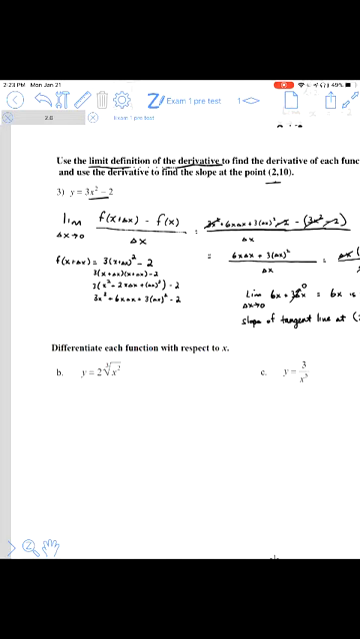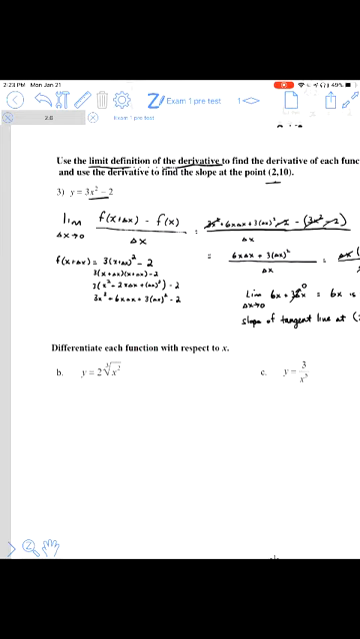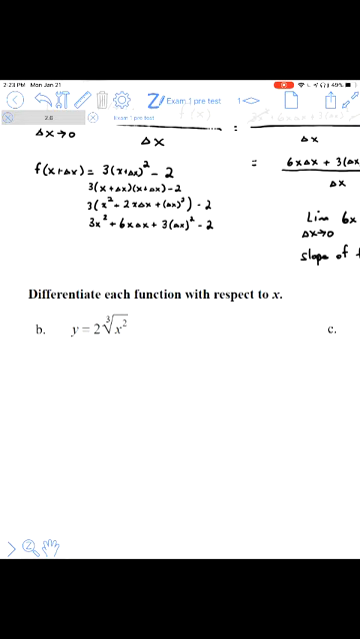Part, let's see, I wonder if that's supposed to say question 4. Is that a typo? Let me look over here. Nope, there's a part B and a part C for question 3. So 3A was using the limit definition to find a derivative. Part B and part C were using other rules of differentiation, particularly the power rule.